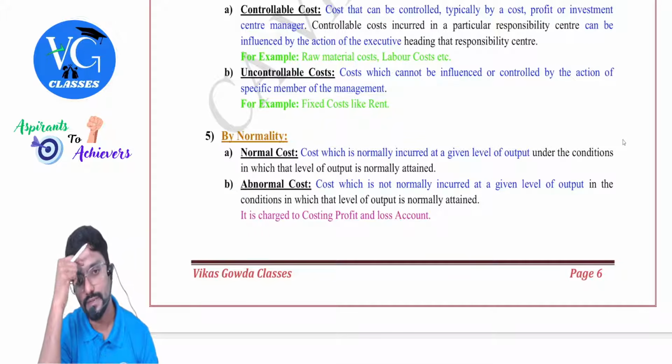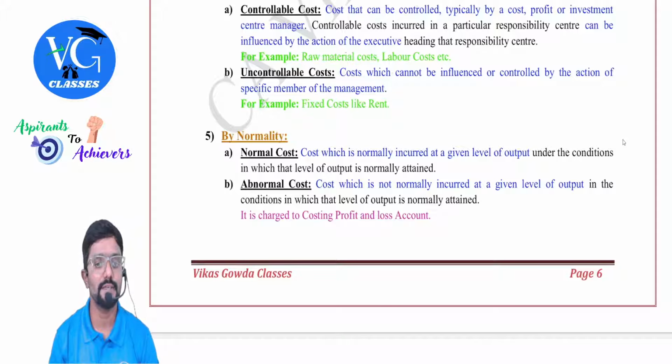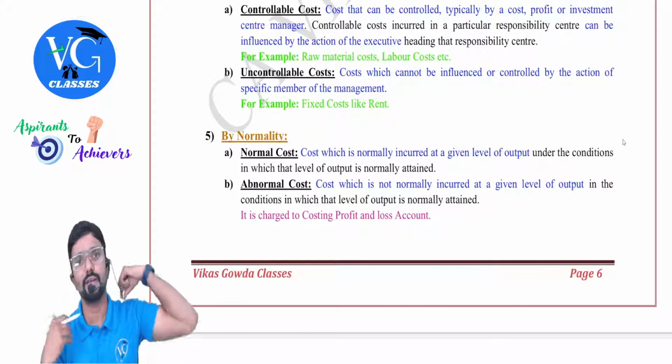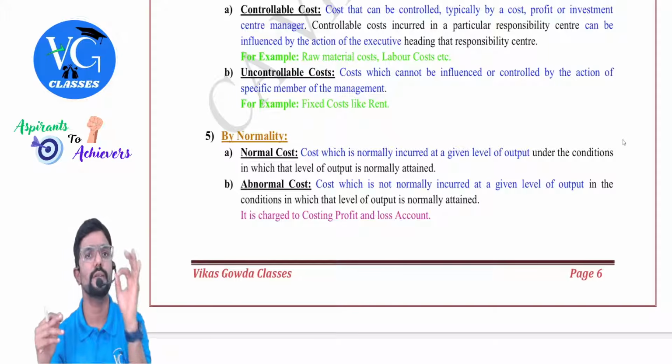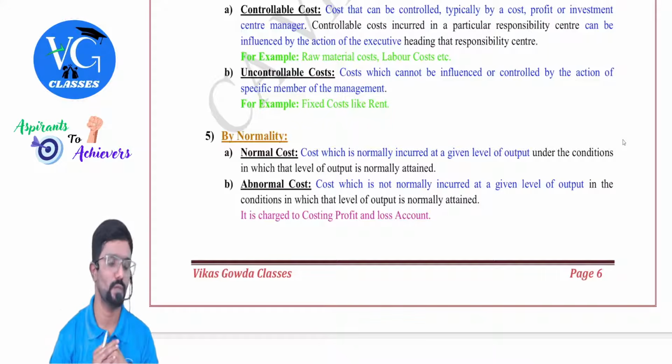Abnormal cost: the cost which is not normally incurred at a given level of output in the conditions in which that level of output is normally attained. It is charged to costing profit and loss account. So any abnormal cost or abnormal loss will always be debited to costing profit and loss account.